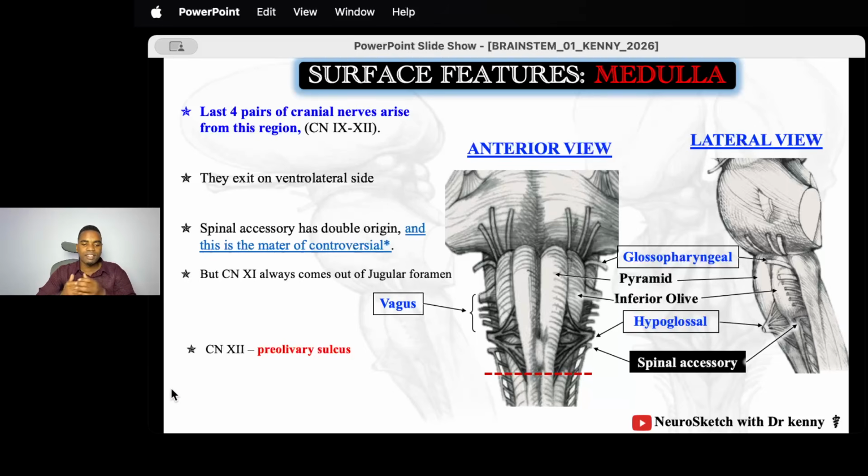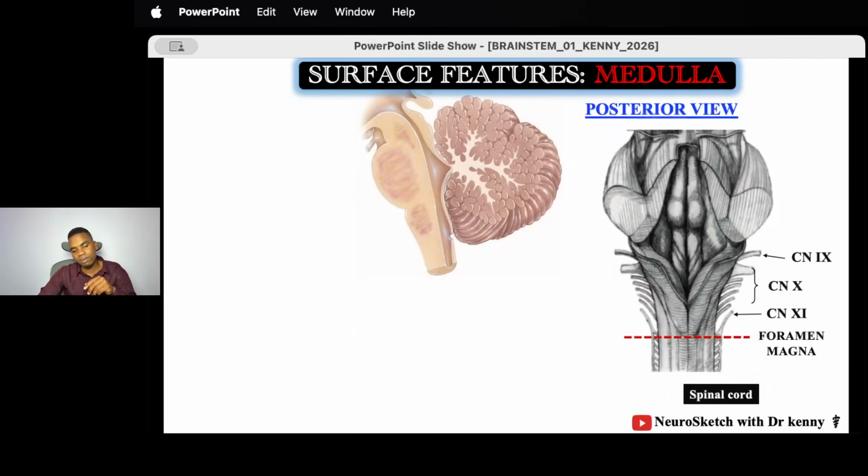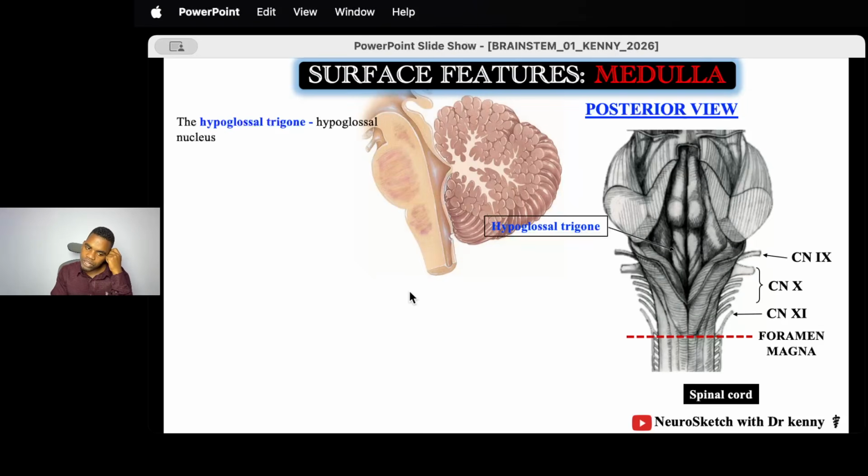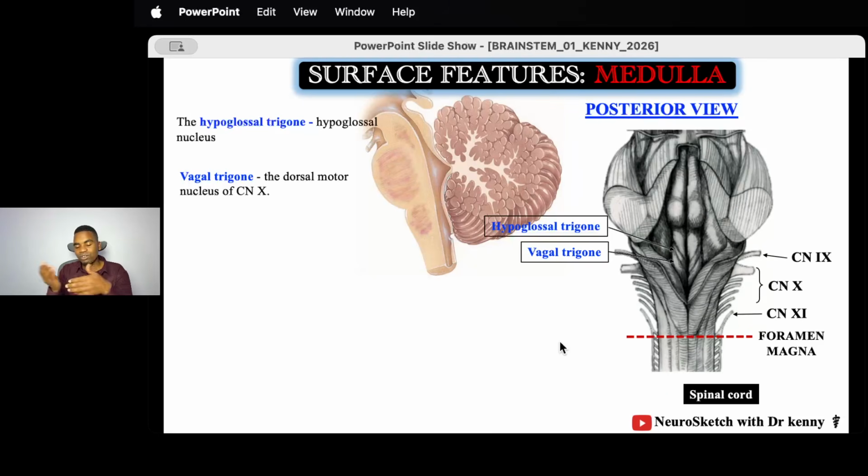Here is where cranial nerve number 12 is exiting. This is where it exits the medulla. So the nerve which is exiting between the pyramid and inferior olive is cranial nerve number 12. On the posterior surface of the medulla, you have the hypoglossal trigone, which marks the nucleus of 12. You have the vagal trigone, which marks the dorsal motor nucleus of 10, and we're going to see them when we do the internal anatomy, the cross section of the medulla.